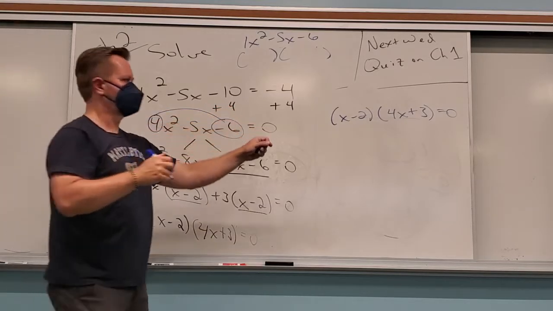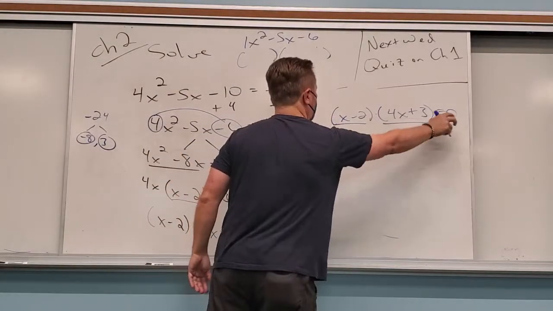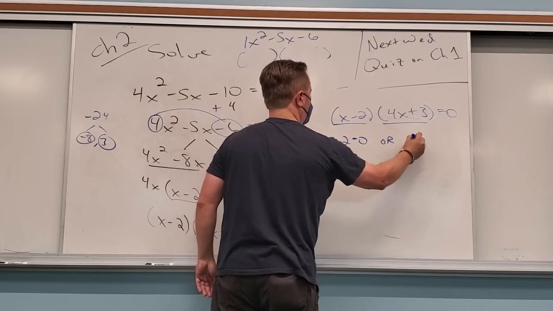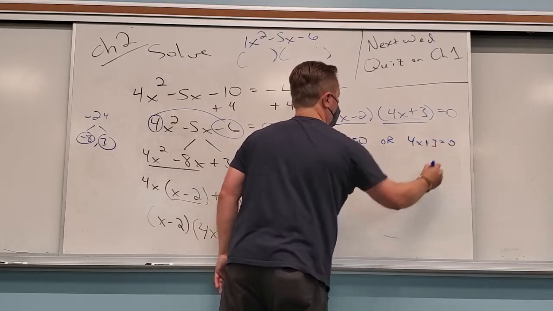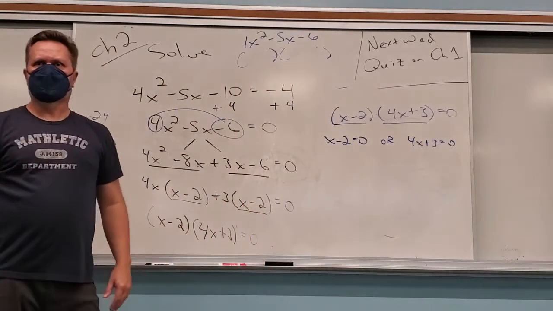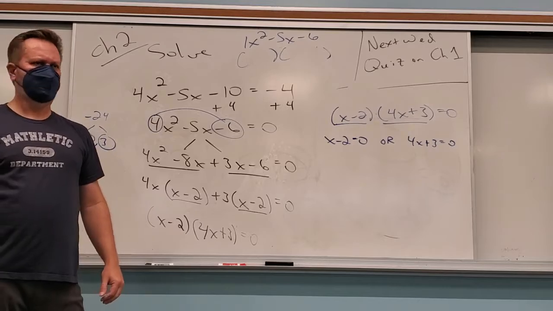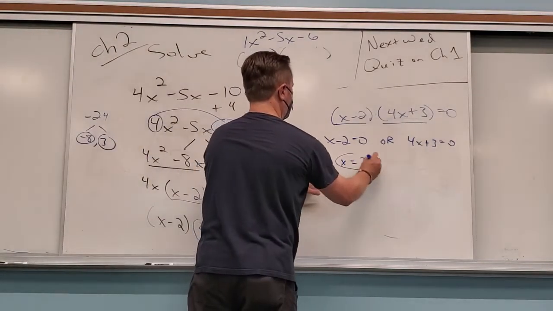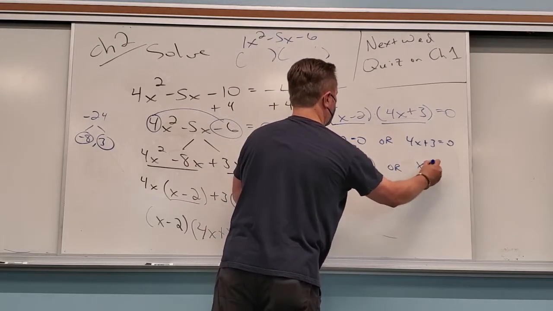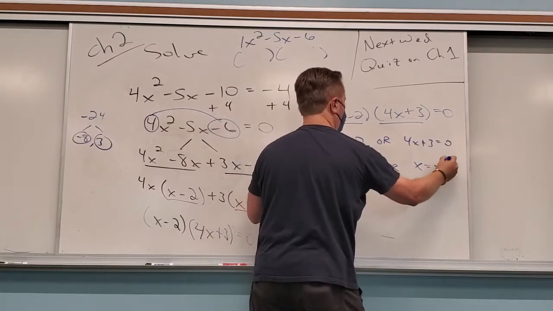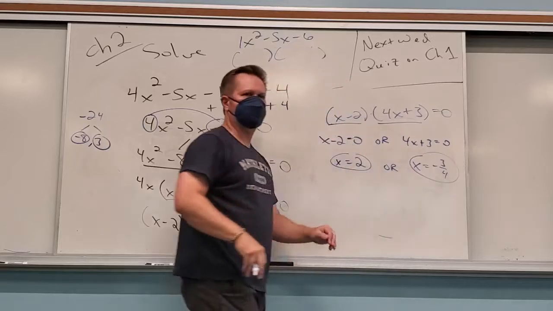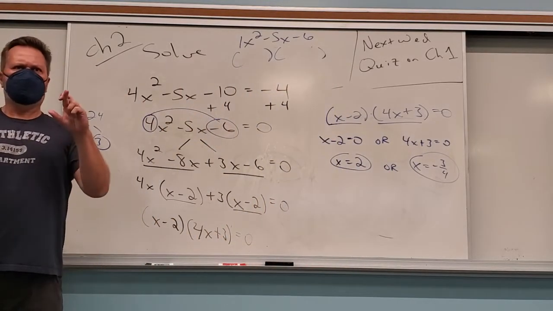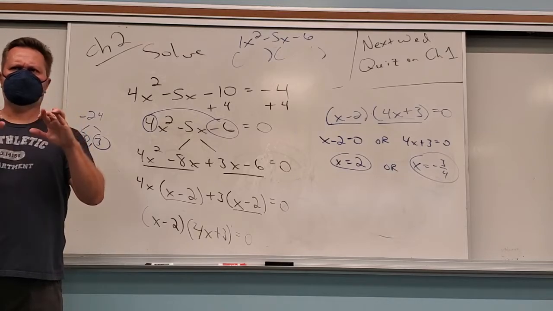I've got x minus 2 times 4x plus 3 equals 0. Something times something is 0, so either the first guy is 0, or the second guy is 0. So then you get either x is 2, or x is negative 3 divided by 4. Is that cool? You could do the steps if you want to.